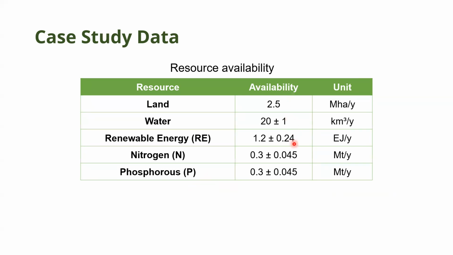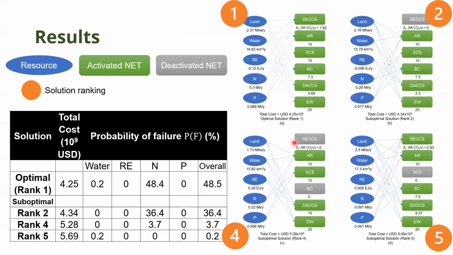The standard deviations were estimated based on the annual consumption of the resources in a country. And out of the solutions, 4 solutions are selected for analysis, which are ranks 1, 2, 4, and 5. Rank 3 was skipped because it has a very similar configuration with another solution that is already included in the analysis. And the figures show the different configurations of the optimal and suboptimal solutions.